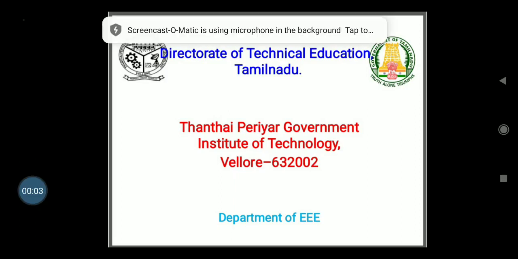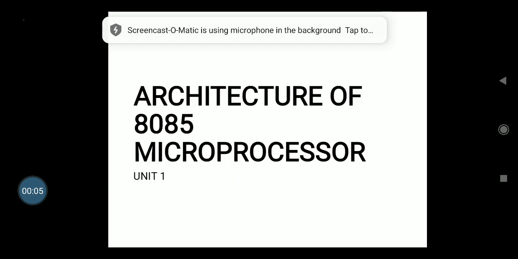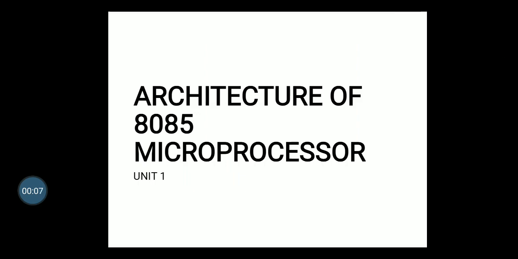Hello students, today our topic is architecture of 8085 microprocessor. Before going into what is a microprocessor, let us see the introduction to microcomputer system. The microcomputer system is the interconnection of CPU, memory, input and output devices.